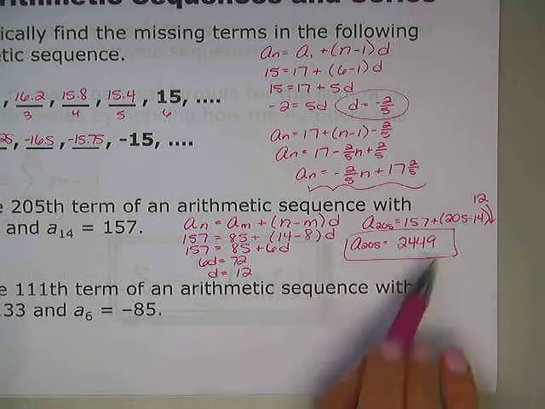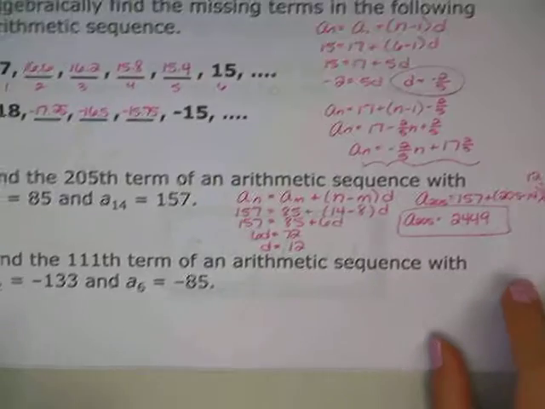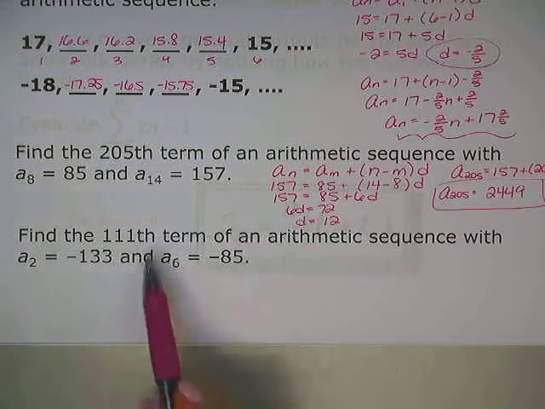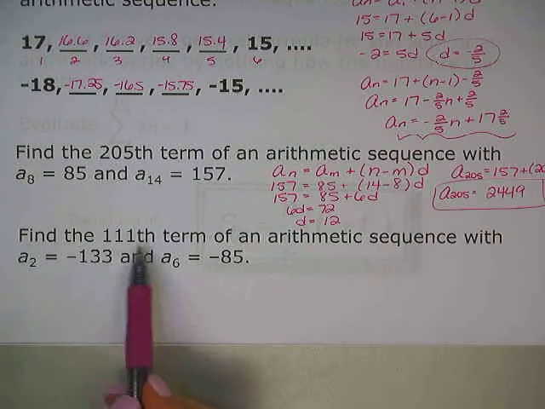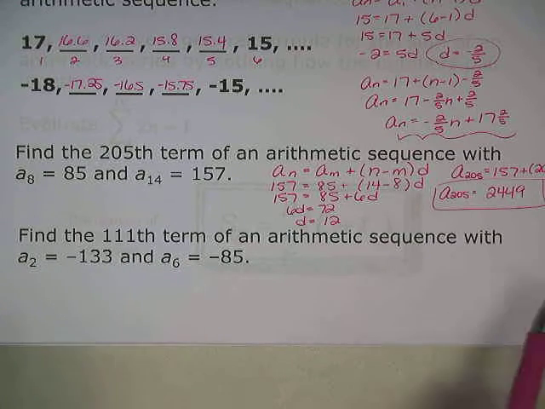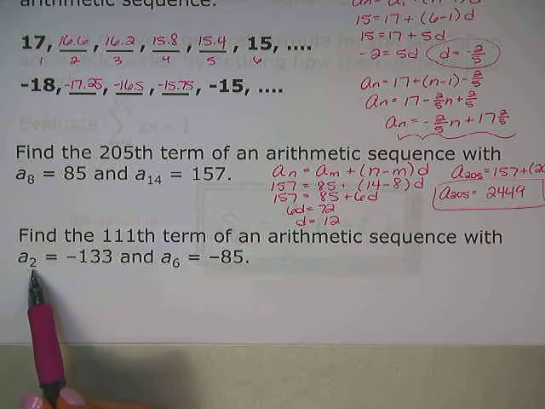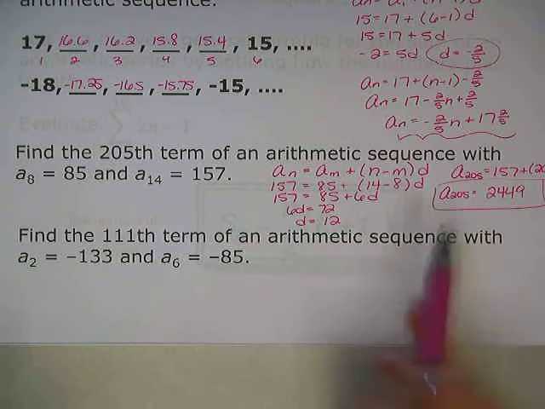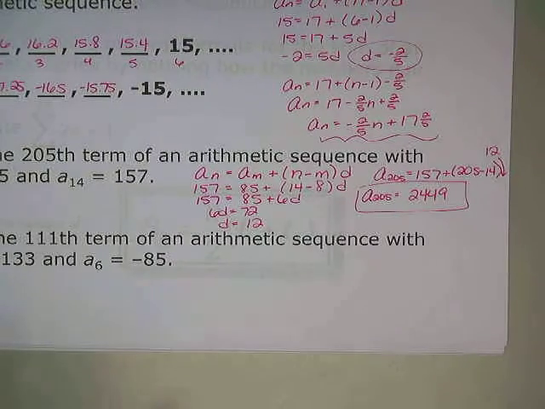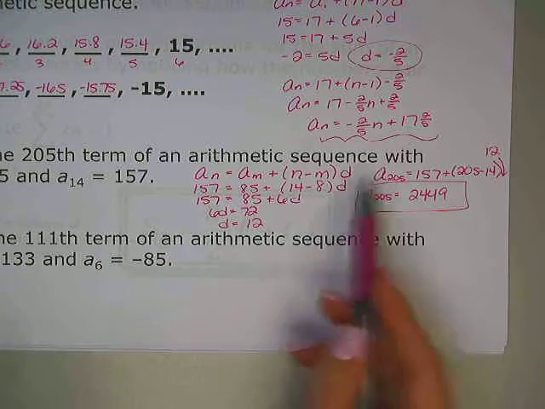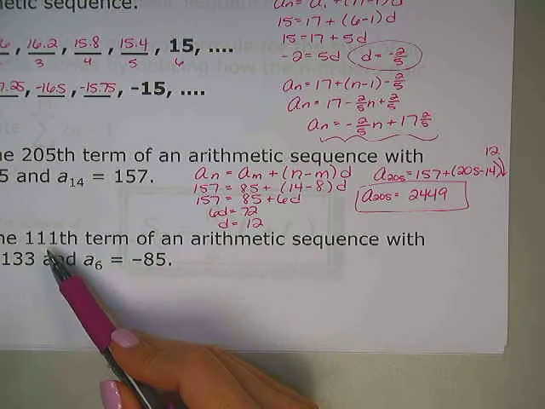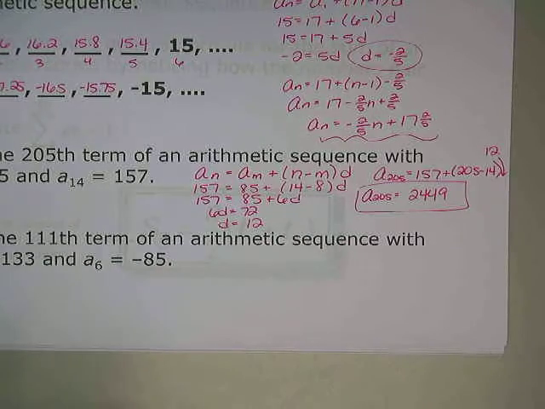Take a look back over my work and see if you can solve the next one. On the next one, you're finding the 111th term of the sequence where they give you the second term and the sixth term. So go ahead and follow the same process I did right up there, except you're going to be solving for the common difference and then finding the 111th term. Go ahead, pause the video and try it out.